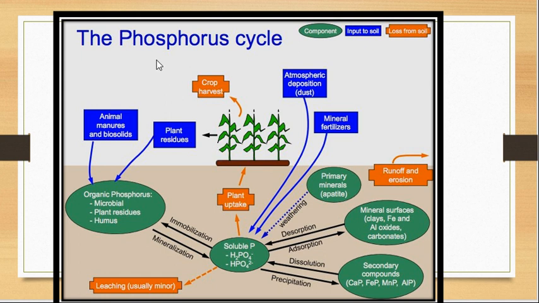Now let's look at the phosphorus cycle. We can see that through the weathering of rocks, we get soluble phosphorus. As we know that the phosphorus cycle is a sedimentary cycle, it is very clear that we'll be getting phosphorus into the soil through the process of weathering, right? So that is one source.